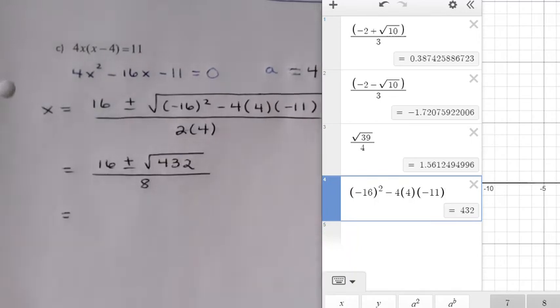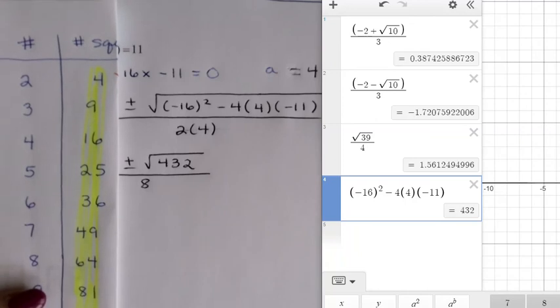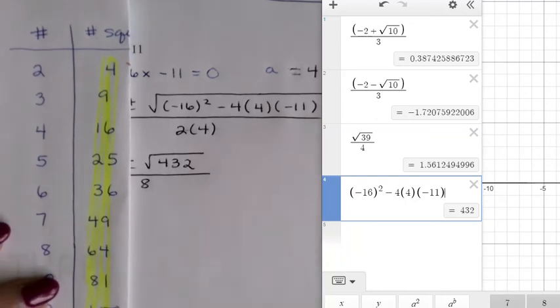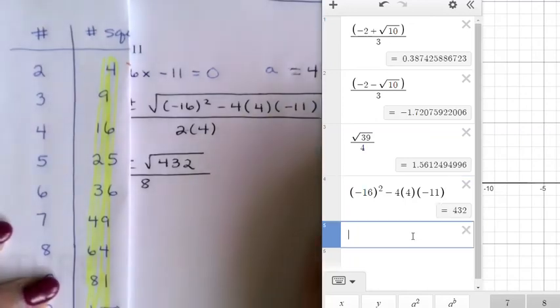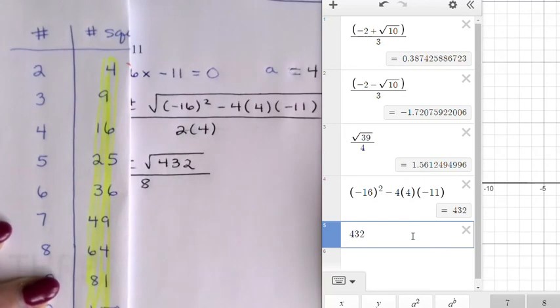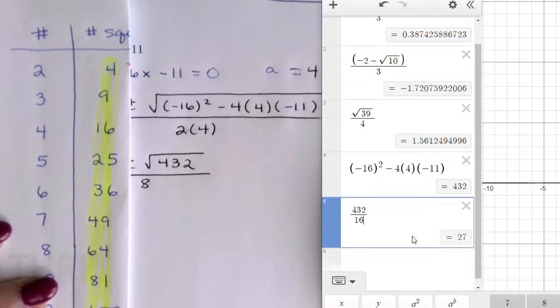All right, 432. I'm very suspicious that I'm going to be able to break that down, so let's think about our perfect squares list here. Let's see, 432. I'm pretty sure 4 goes evenly, but I bet we can get a bigger number than that. I think probably at least 16. Ooh, yeah, probably even bigger. I don't think 25 does. I'm going to try 36.